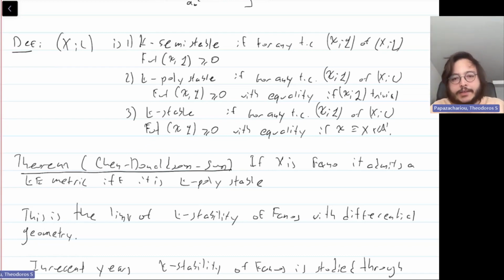The first one, which essentially answers this goal 2 that we had, this connection with differential geometry, is this theorem due to Chen, Donaldson, Sun, which says that if you have a Fano variety, it admits a Kähler-Einstein metric if and only if it is K-polystable. And here I'm kind of cheating because essentially I'm considering this polarized pair. So I'm not considering any line bundle. I'm considering the specific anti-canonical line bundle in my notation so far. So this is what gives the link between K-stability of Fano varieties and differential geometry.